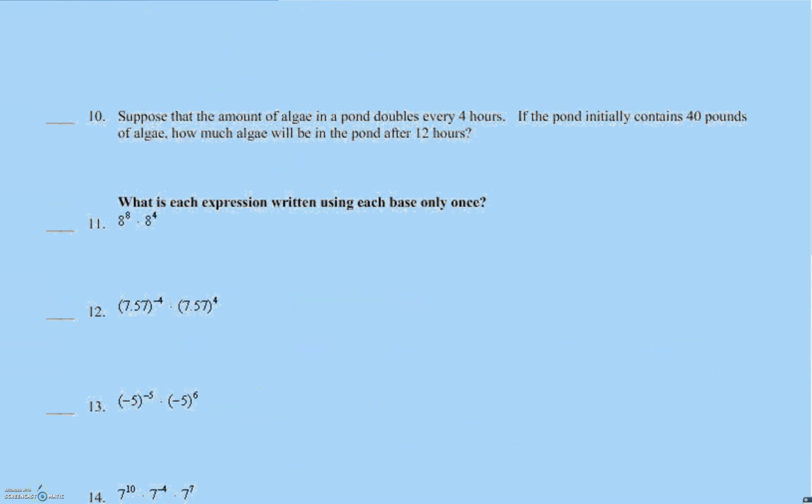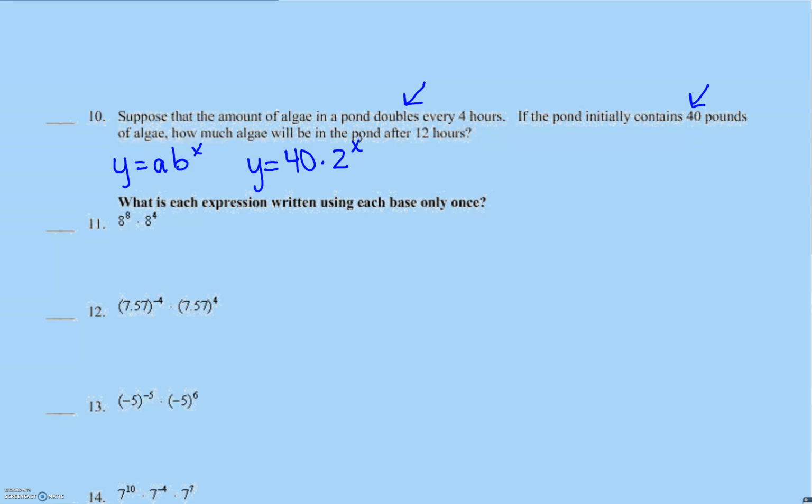Number 10. Suppose that the amount of algae in a pond doubles every 4 hours. If the pond initially contains 40 pounds of algae, how much algae will be in the pond after 12 hours? So y equals a times b to the x power. And b is the number that we're multiplying by. A is our initial amount. Our initial amount is 40. The number that we're multiplying by, it says, is doubles. So times 2 to the x power.